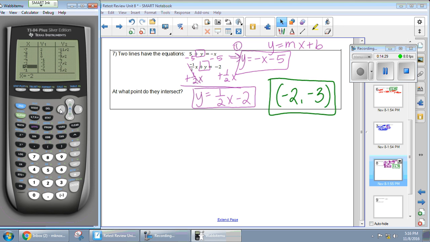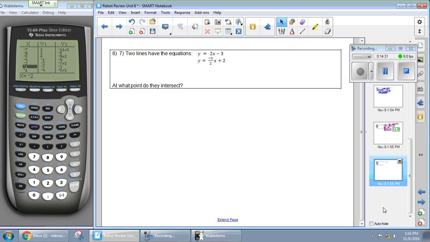Last one for your review. Let's look at number 8. Two lines have the equations 2x minus y equals 3 and y equals -1/2 x plus 2. Okay, so let's put those in our calculators.